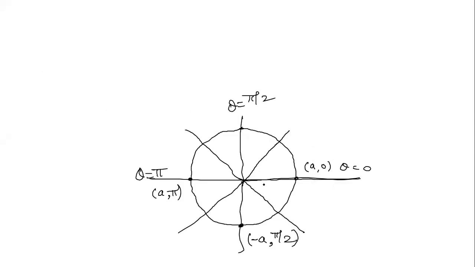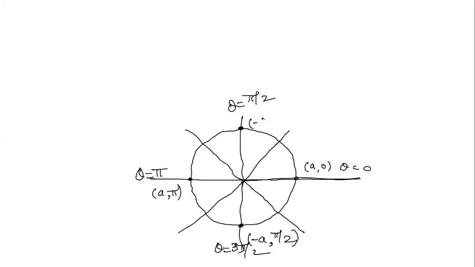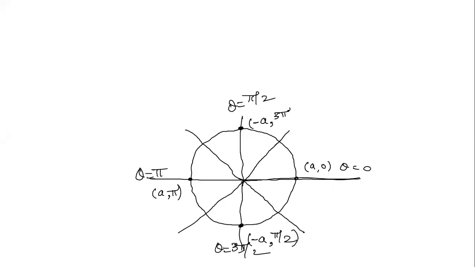And finally, theta equal to 3 pi by 2, r equal to minus a. Where is that? This is theta equal to 3 pi by 2. This is the radius vector, and r is equal to minus a in opposite direction. So minus a and 3 pi by 2.